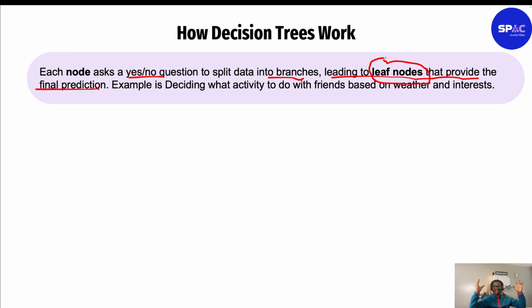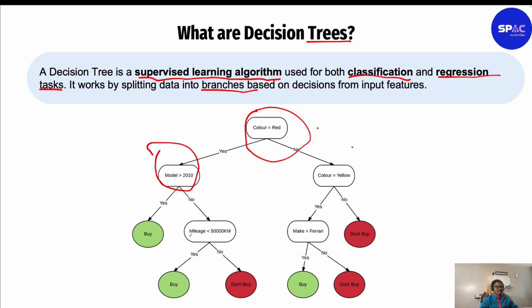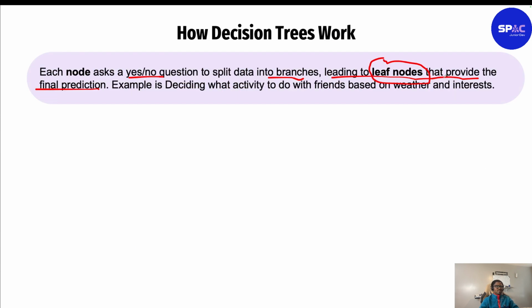So just imagine a tree. You have branches and branches, and at the end of the branch you have a leaf, right? And the leaf has no branch, so that's the end of that trace. So in here, this is a leaf, that's the end. This is a leaf, this one is a leaf, so the end of the tree is a leaf. Okay, so the leaf node provides the final prediction.